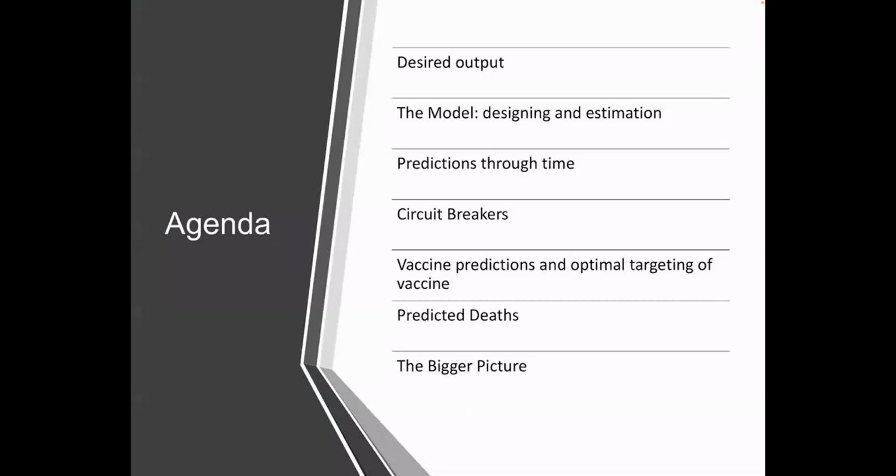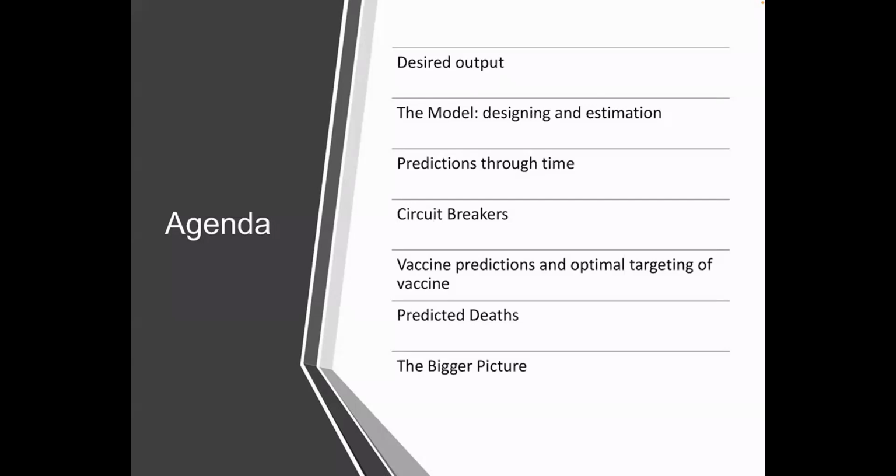Yeah. So this is the agenda. So I'll go to the desired output. So what I'm going to specifically focus on today is that how we design the model. So what went in designing the model, and hence we started with what we wanted the model to do. So that is very important. So that's the desired output. Then the model itself, designing and the estimation. Then I'm going to show you some real-time application graphs which were presented. I mean, the presentation is almost exactly the same. So you will see what I have presented to the government. And then we will talk about the circuit breakers, how it works, whether it worked.